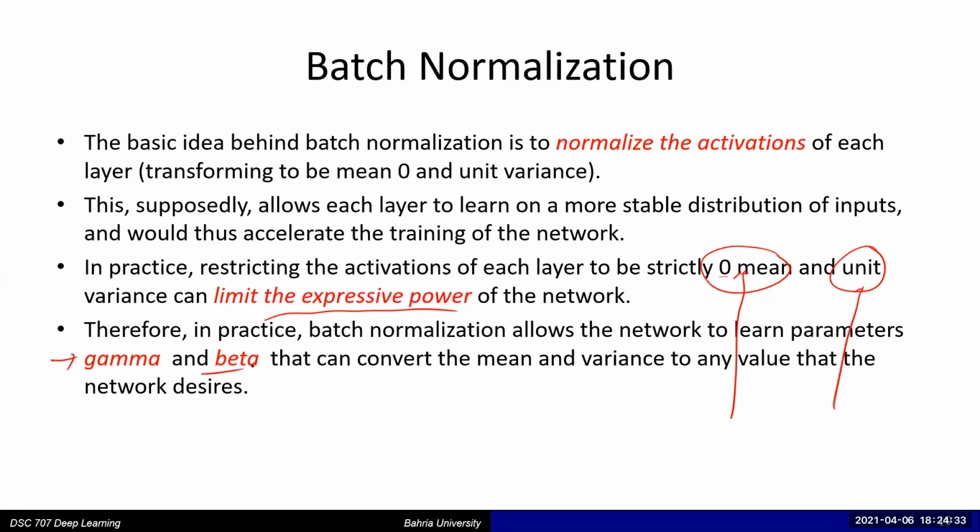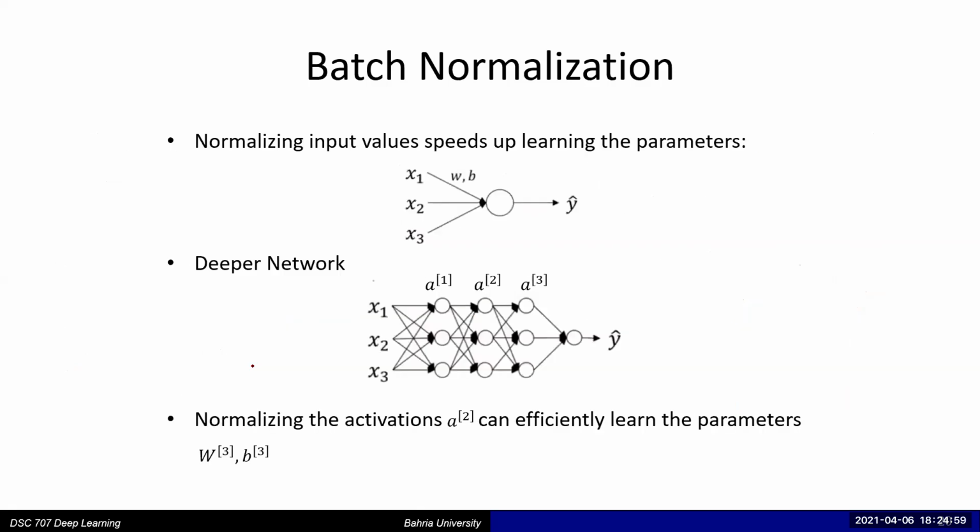They are called gamma and beta, which allow the network to learn any mean and variance. It means you are giving the network full flexibility: if you want to do normalization in a standard way, you can do it. If you don't want to normalize, that is also possible by some specific values of beta and gamma, and you can choose any other values of these two parameters. Now let's see the details, what are these beta and gamma and how normalization actually works.